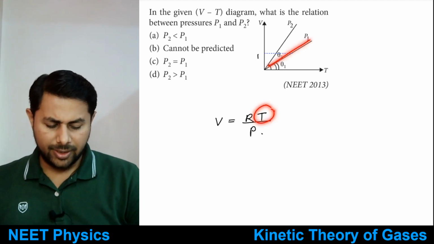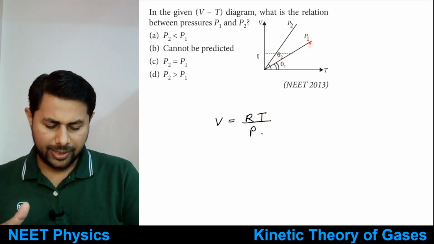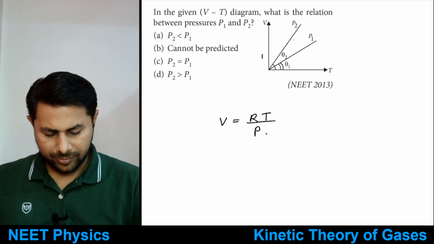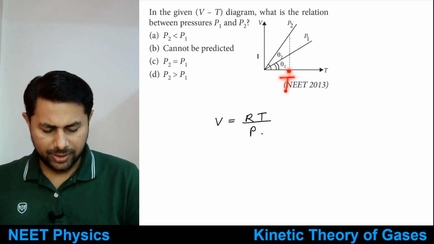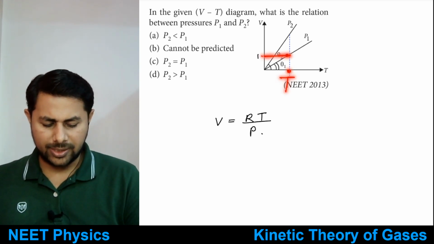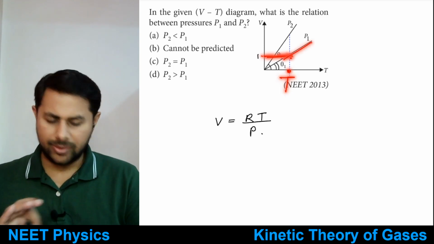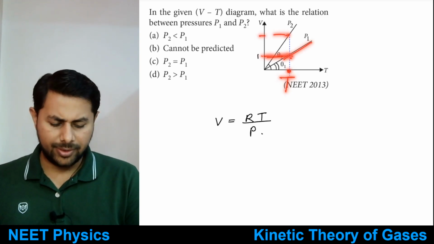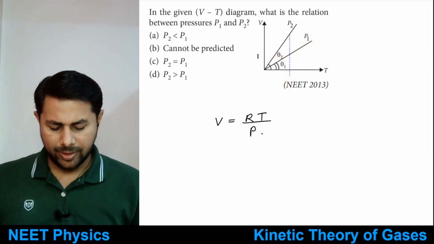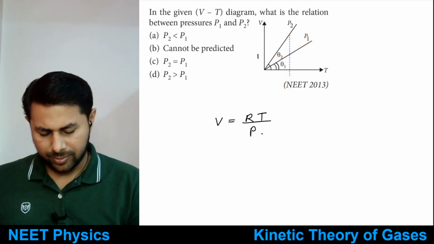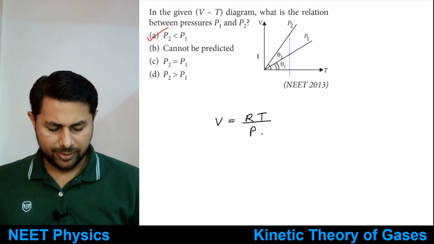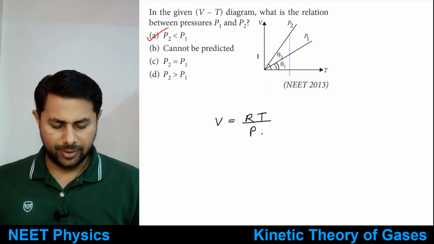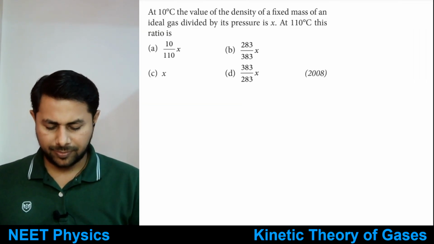And here for the case of P1, take the same temperature. At this temperature, the volume in this graph is lower compared to that of the second graph. So that means pressure P1 would be more. So P1 is greater than P2. That's option A. Very simple question. It is from NEET 2013. All right, let's see the next one.